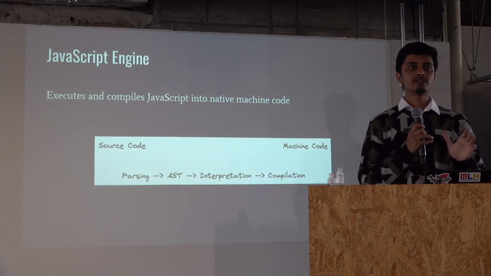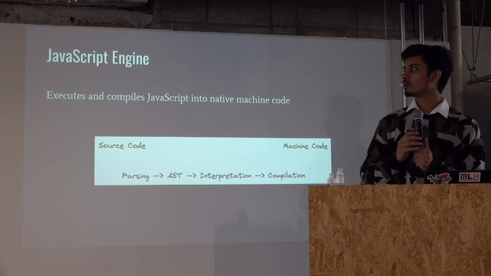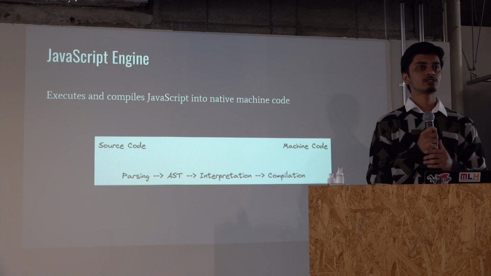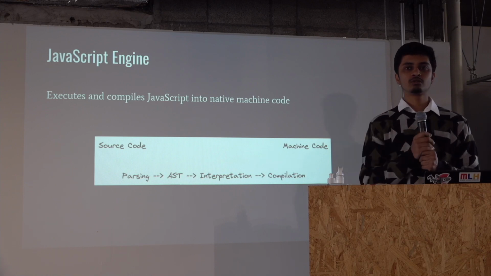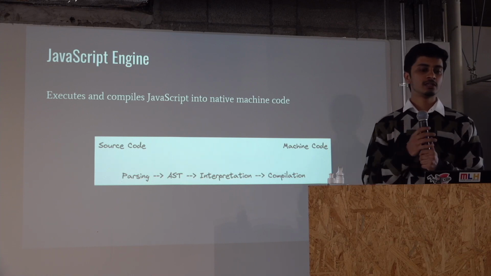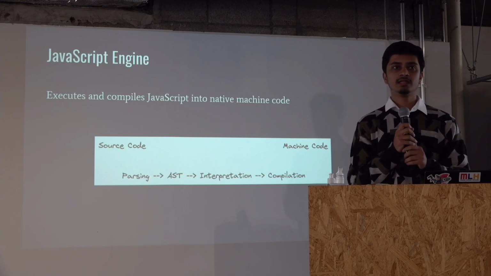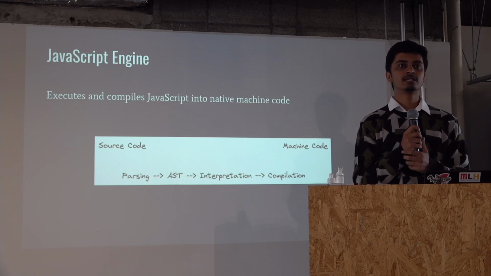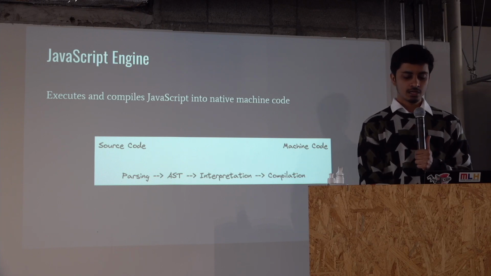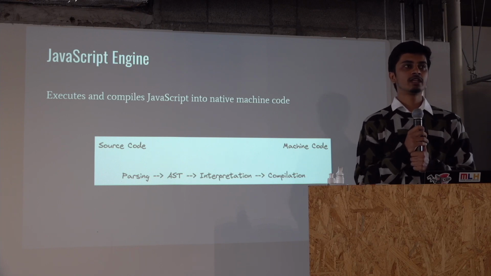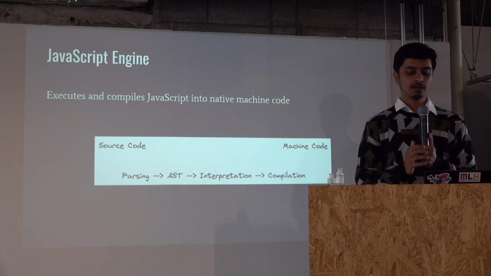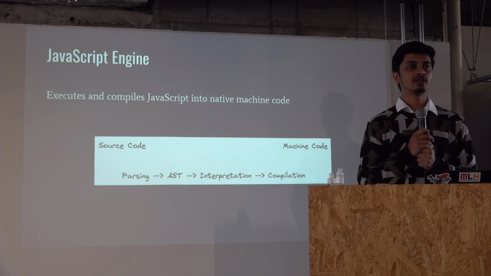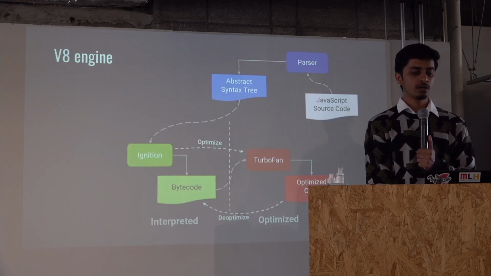So basically a JavaScript engine at a very high level does something like this. It takes in your source code and converts it to machine code through a series of steps, and the main ones are parsing, the AST, which is the creation of an abstract syntax tree, and then interpretation and compilation. So we'll be talking about them in great detail, but there would still be a lot of things that you could go home and explore.